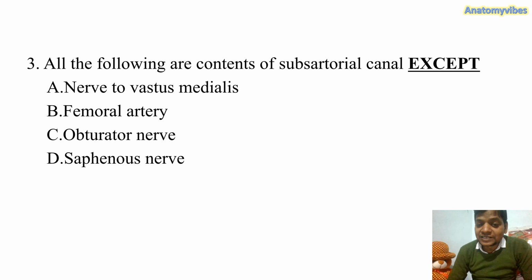All the following are content of subsartorial canal except. So we are concerned here with the canal, subsartorial canal or adductor canal. So what are the content? Major artery and the vein. Femoral artery along with the femoral vein. Which nerve? Saphenous nerve. Also, vastus medialis is there.